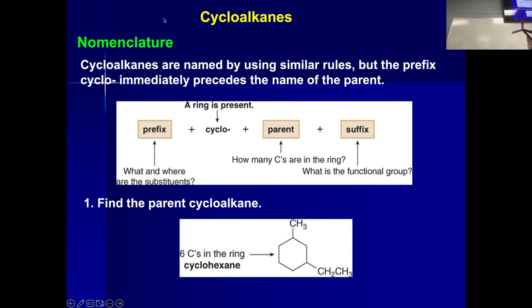Same type of thing, right? The prefix is going to tell you what and where the substituents are. The parent is going to tell you how many carbons are in the ring, and the suffix is going to tell you the functional group. This is an alkane. It only contains carbon and hydrogen. So this would just be called cyclohexane. Okay? But you'll notice we can put groups on there. What are the 2 substituents on this cyclohexane? Methyl and ethyl. Right? So this is some kind of ethyl-methyl cyclohexane that they have drawn up there. You just got to figure out how to number it. Okay?